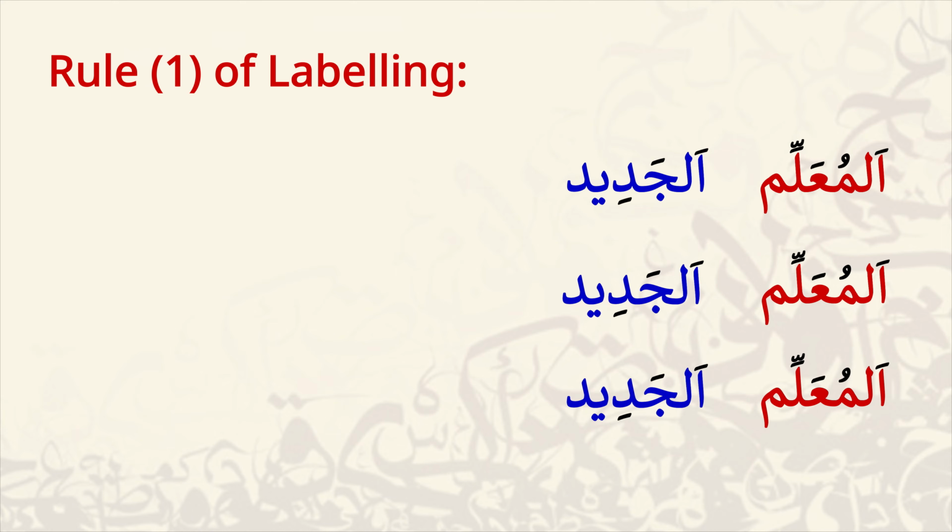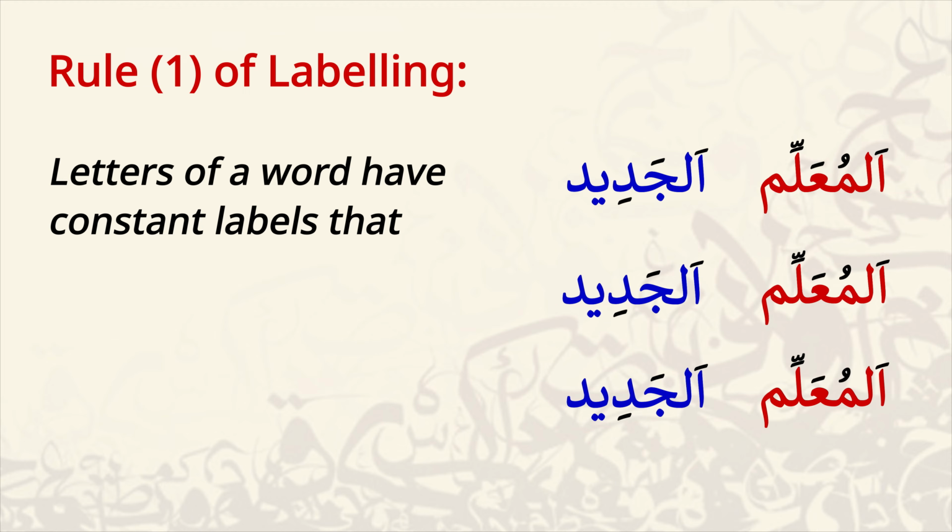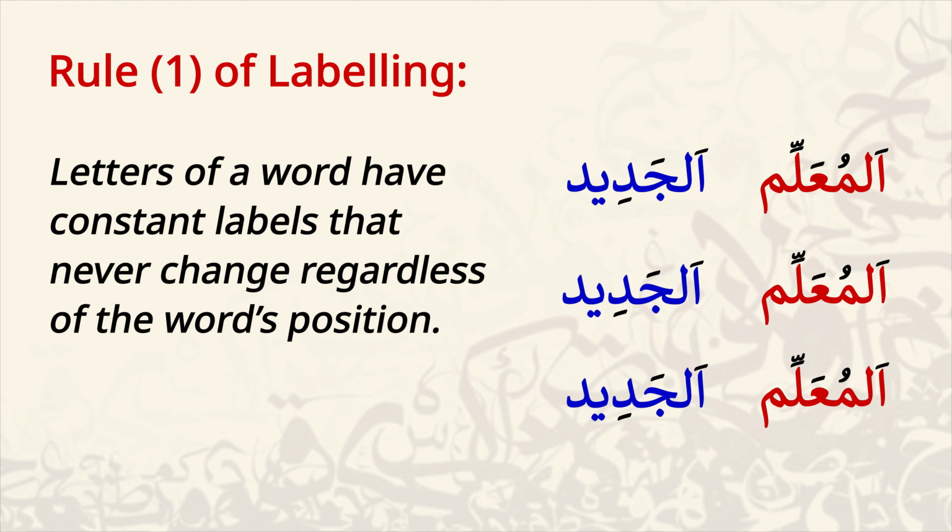So this is rule number 1, which says every single letter of a word must have a label, and these labels never change even if the position of the word changes in many contexts. And you should know this rule doesn't apply on the last letter of the word.